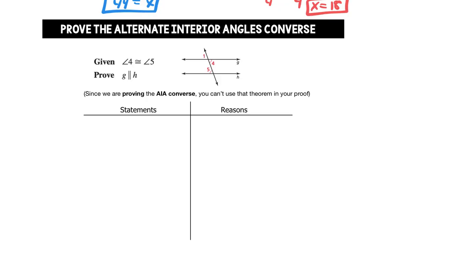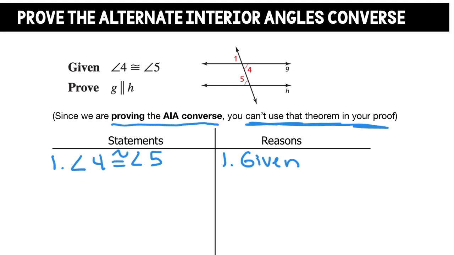All right, so now we're going to do a proof. It says prove the alternate interior angle converse. So since we are proving the alternate interior angle converse, you cannot use that theorem or converse in the proof. Okay? So just like before, you always set up your proof. So in this proof, we're given that angle 4 is congruent to angle 5. So you can see in the picture, we've already put little marks at 4 and 5 since they're congruent. All right, so that's not really a clue.